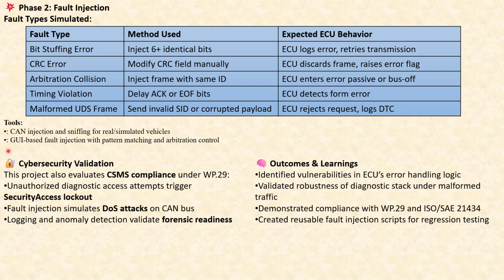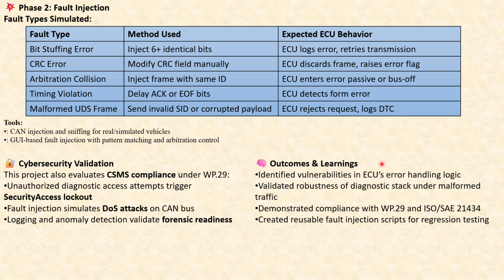Now, what are the major tools used here? CAN injection, sniffing for real or simulated vehicles, and GUI based fault injection with pattern matching and arbitration control. Now, talking about the cyber security validation, this project also evaluates CSMS compliance under WP.29. I clearly explained what the acronym CSMS stands for in the previous slides. Unauthorized diagnostics access attempts trigger the security access lockout. The fault injection simulates DoS attacks on the CAN bus, and logging and anomaly detection validate forensic readiness.